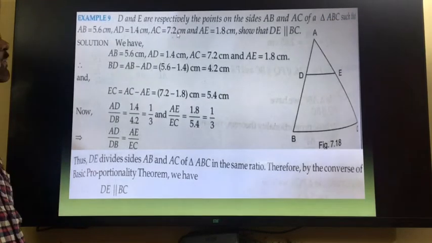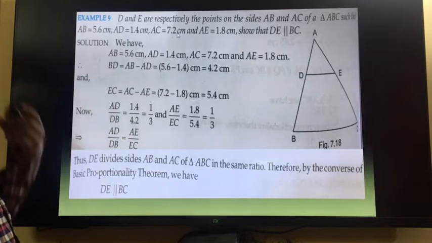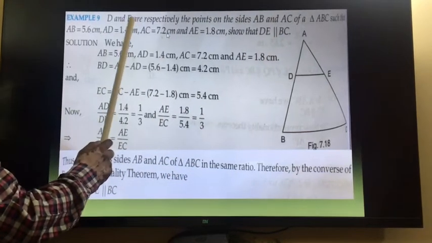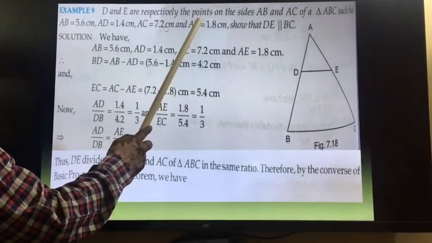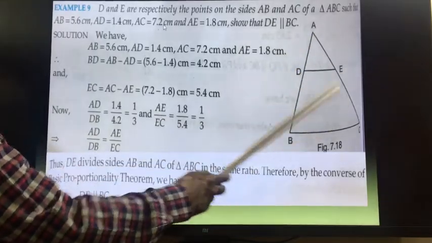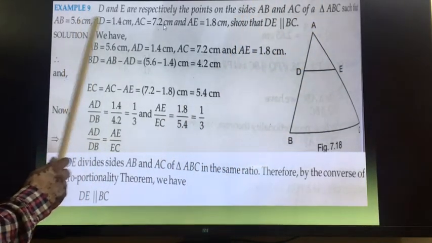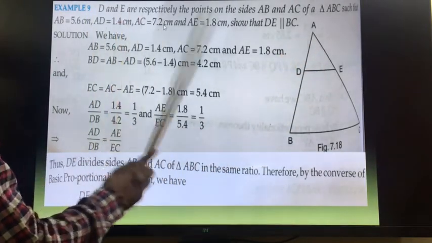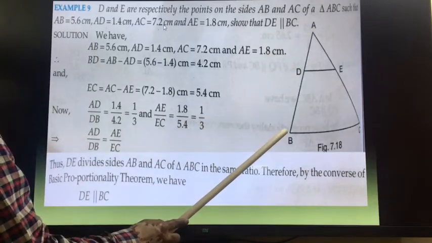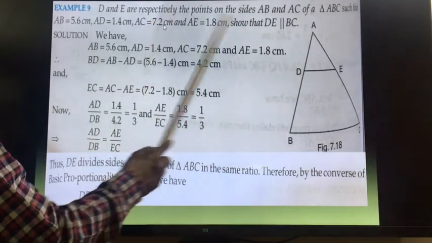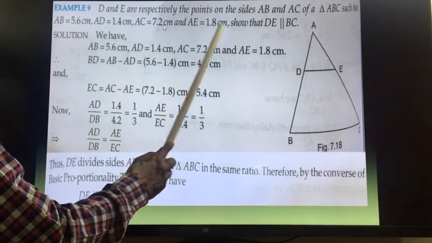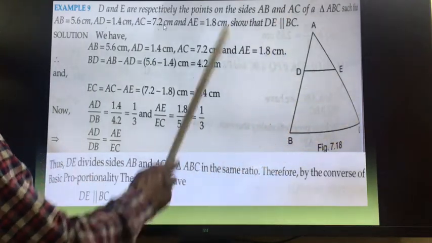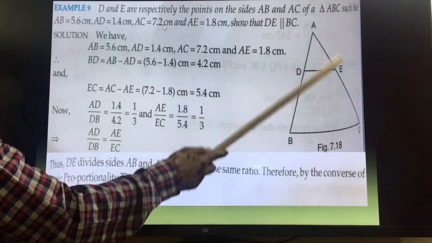So children, please see this question. It is also based on the BPT theorem. So I think it's a good revision of the BPT theorem. D and E are respectively points on sides AB and AC of triangle ABC. AB is given as 5.6, AD is equal to 1.4, AC is 7.2 and AE is 1.8. With the help of these we can find DB and EC, and then we have to show that the DE line is parallel to BC.